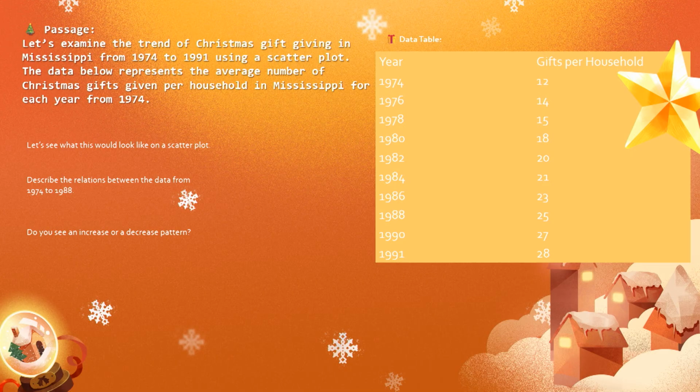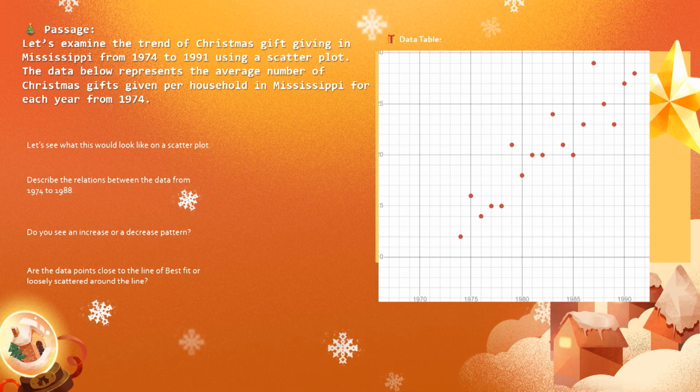So what you can do is go ahead and plug this into Desmos. Look to see what information it gives you. Look to see the trend or line of best fit for this data. We also want to see, are the data points close to the line of best fit, or are they loosely scattered around the line? So we also want to see if they are close to that line. So I went ahead and graphed these in my Desmos, and I see that it is an increase for our gifts from 74 to 91, specifically an increase between 74 and 88.